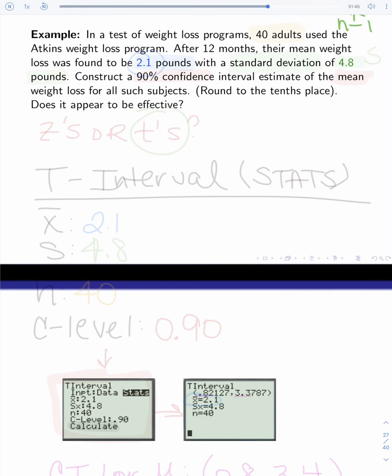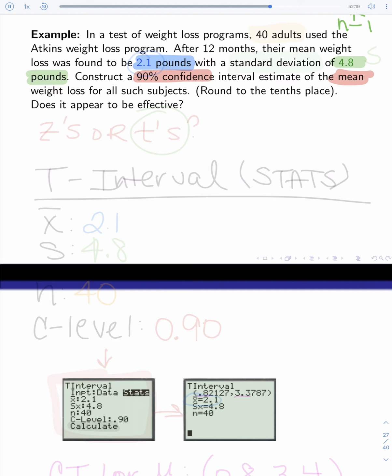In a test of weight loss programs, 40 adults used the Atkins weight loss program. After 12 months, their mean weight loss was found to be 2.1 pounds, with a standard deviation of 4.8 pounds. Construct a 90% confidence interval for the mean weight loss for all such subjects. Round to the tens place.